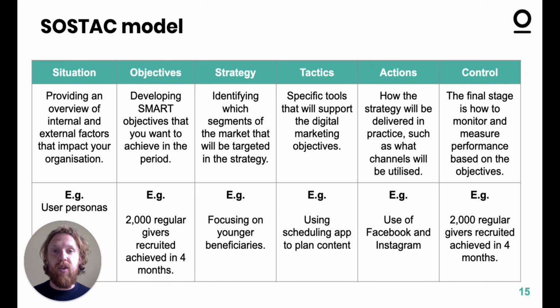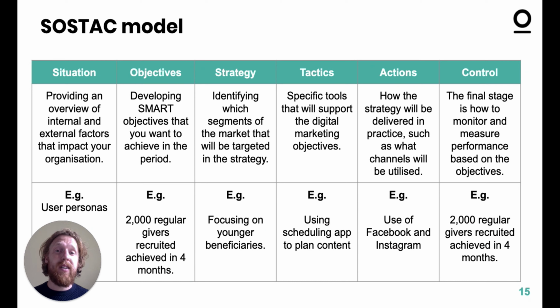Lastly, we look at control, which essentially is measurement. It's the final stage and it's how we monitor and measure performance based on the objectives that you've set. The beauty of digital marketing is that everything can be measured. Most things can be measured anyway. And so actually there's no excuse not to track the impact or the activity that you're doing. So control, although it comes last, is perhaps the most important.